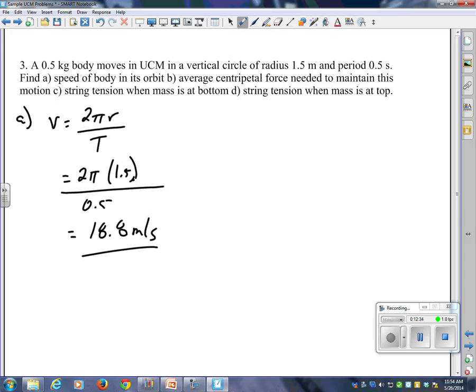Okay, moving on. What is the average centripetal force needed to maintain this motion? Now, is this constant speed, or average, or instantaneous? Average. It should be v bar, because we're talking about the distance and the time. It goes faster than that at the bottom, and slower at the top. So in B, for the average centripetal force, I can use that average speed in this new formula, Fc equals mv squared over r.